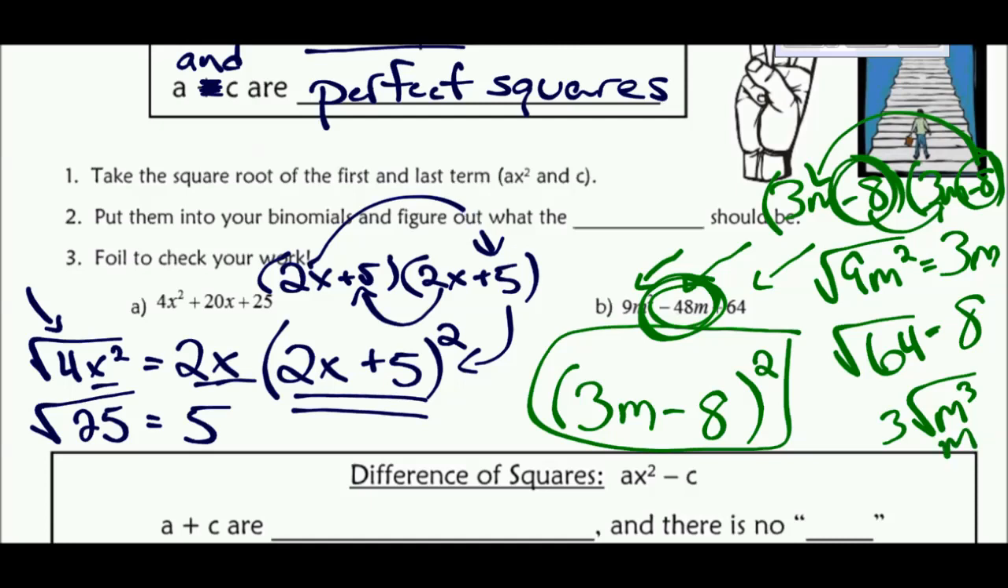So we're going to figure out what the sign should be based on whatever the sign is in that middle term. That tells us the sign in the middle of our factors. Any questions on that? That's a lot easier than having to do the whole thing, as long as you recognize that they are perfect squares.